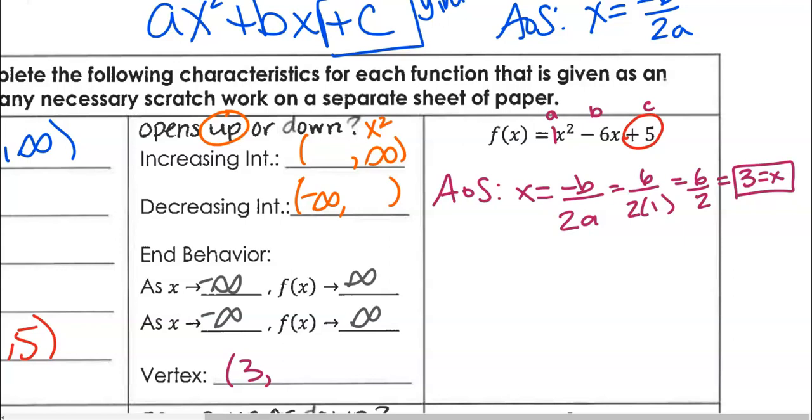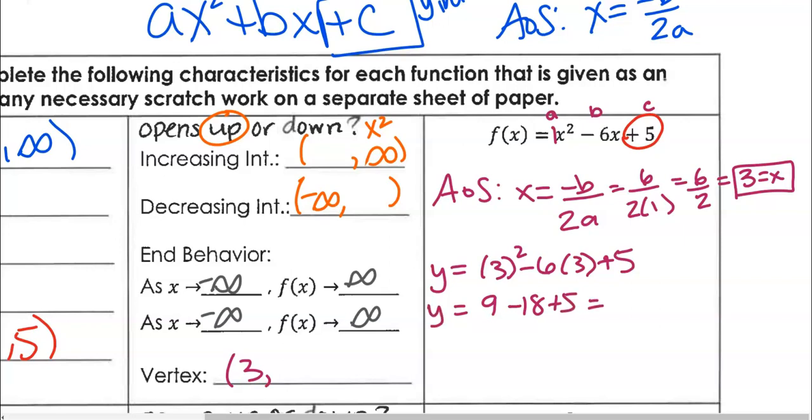All right, how do you think we can get the y? If I have my x, let's plug it in to find the y. So instead of x squared, we're going to say 3 squared minus 6 times 3, and then plus 5. So plug in the x to get the y. That gives me 9 minus 18 plus 5. What is that? -4. 9 minus 18 is -9 plus 5 is -4. So there's my y.